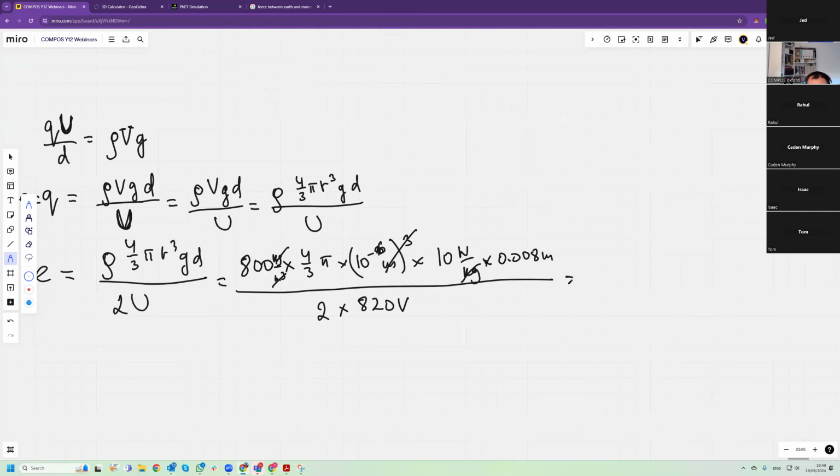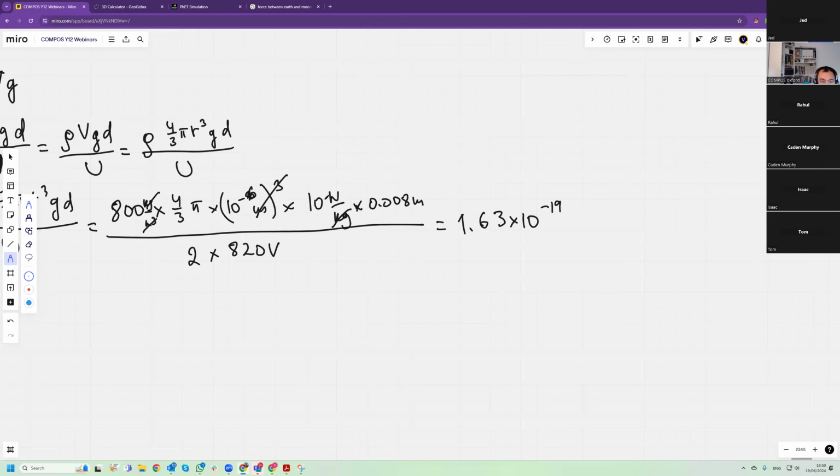All right, so we have 800 times 4 divided by 3 times pi, multiplied by 10 to the power minus 6 cubed, so it's minus 18, multiplied by 10 multiplied by 0.008, divided by 2 times 820. So it's 1.63 times 10 to the minus 19.